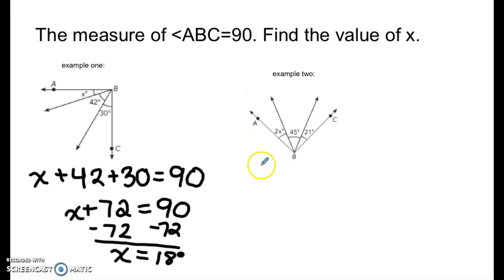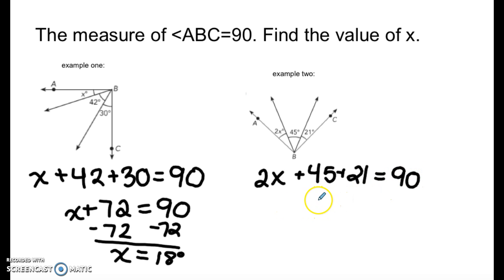Same thing for example 2. We want to find what x is. So we know that angle ABC is going to equal 90 degrees. So we can say 2x plus 45 plus 21 equals 90. Now I want to combine my like terms first. So 45 plus 21 is 66. Bring down the rest of the problem.